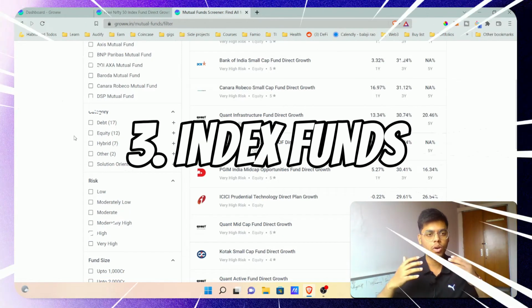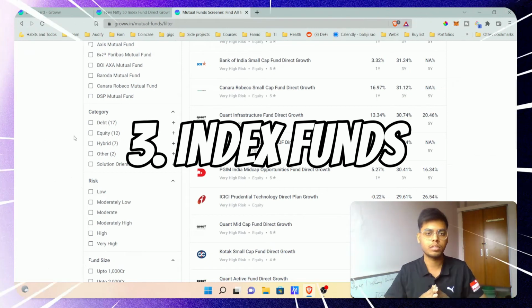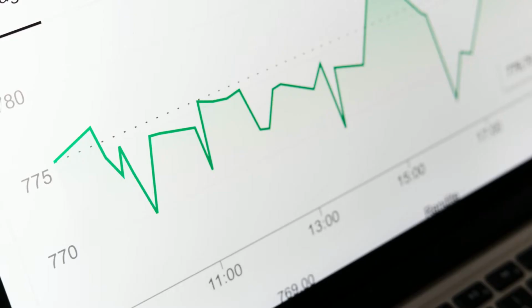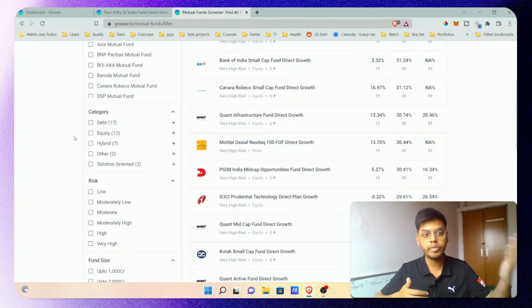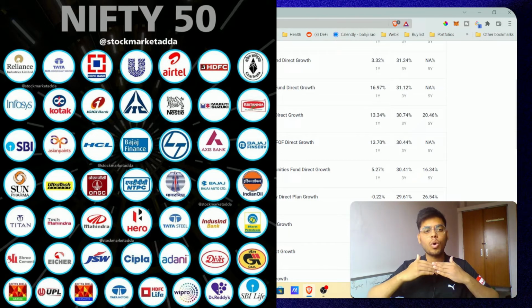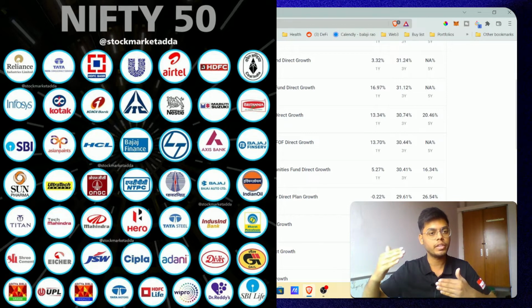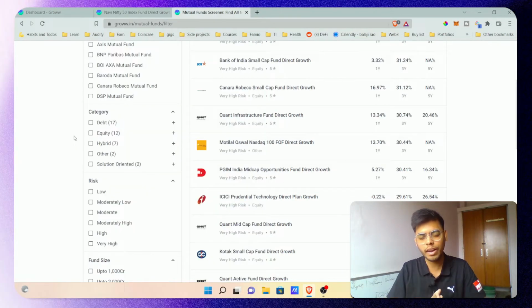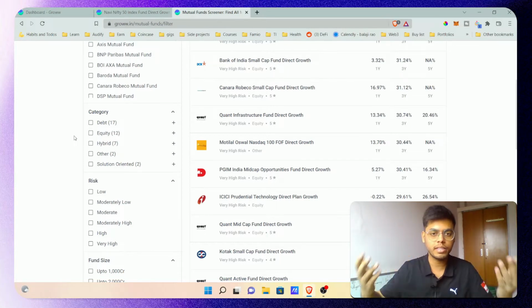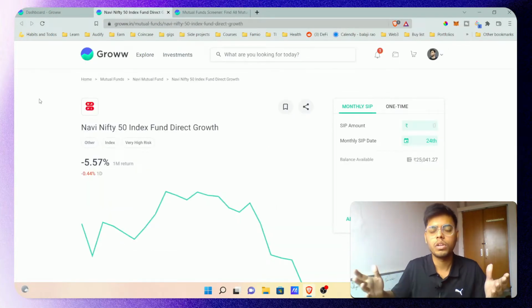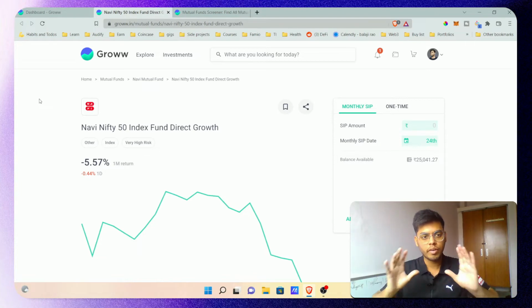An index fund tracks a specific index. An index could be like a technology index, a banking index, or the Nifty index for that matter. The Nifty index is the top 50 stocks in the Indian stock market. So there are a lot of different kinds of indexes, and mutual funds even track these indexes. As you can see here, Navi Nifty 50 is an index fund.